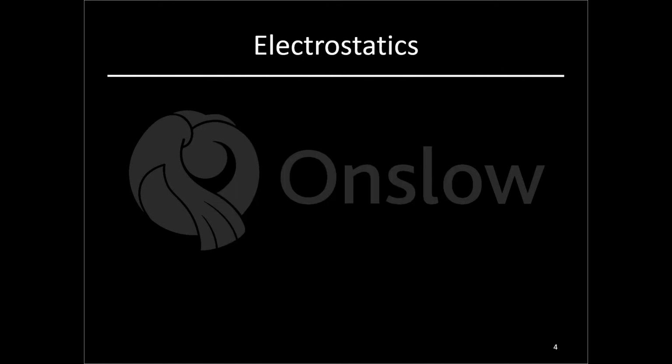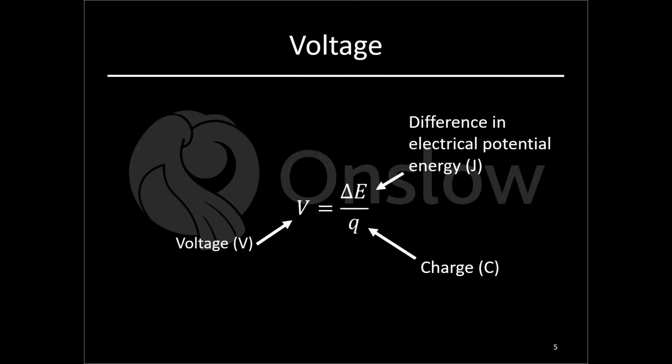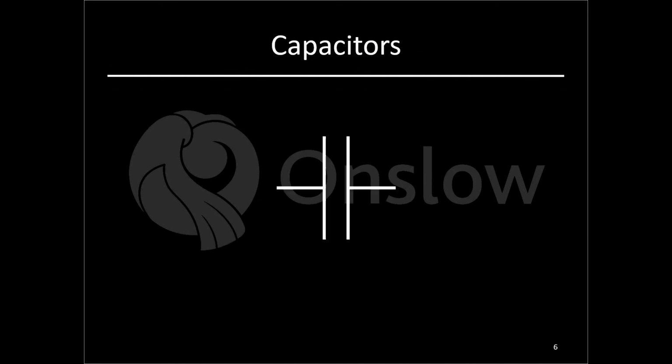An important concept for understanding Kelvin's dropper is charge. Charge is a property of protons and electrons where like charges repel and unlike charges attract. Voltage is the difference in electrical potential energy divided by the amount of charge.